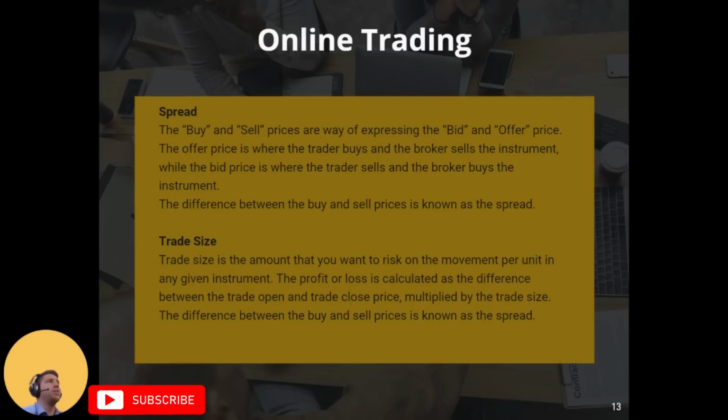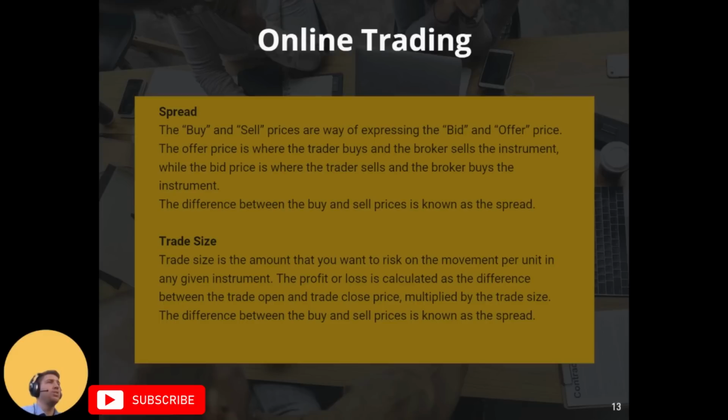Spread. The buy and sell prices are a way of expressing the bid and offer price. The offer price is where the trader buys and the broker sells the instrument, while the bid price is where the trader sells and the broker buys the instrument. The difference between the buy and sell prices is known as the spread.